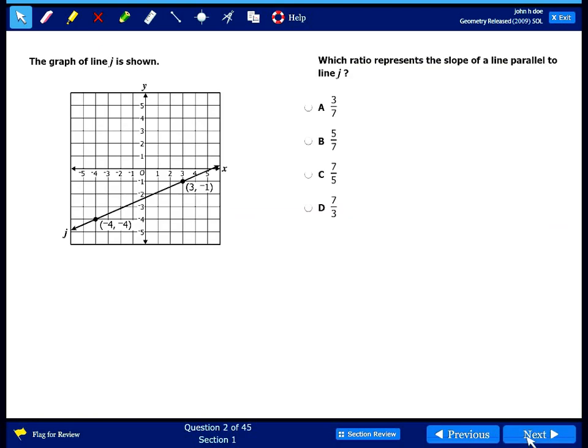Question 2, it says the graph of line J is shown. Again, here's our key word, which. Which ratio represents the slope of a line parallel to line J? So remember, parallel lines have the same slopes.